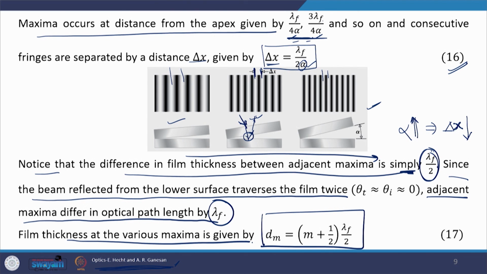And similarly, you can calculate the expression for various minima. And this is all for fringes formed in wedge shaped film.